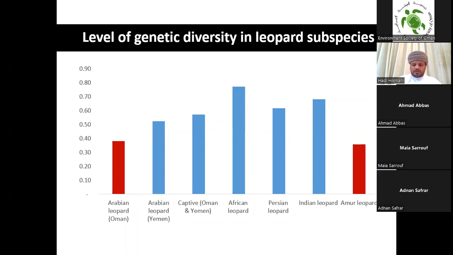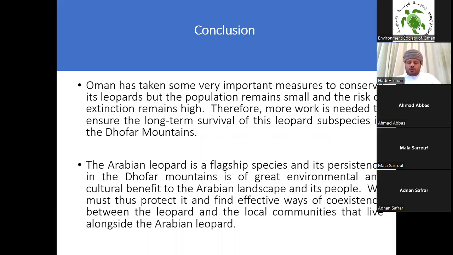So I didn't want to talk too long, but I want to conclude here and say Oman has taken very important measures to conserve its leopard. But as you see, the population remains very small and the risk of extinction remains high. Therefore, more work is needed to ensure the long-term survival of the leopard subspecies in the Dhofar Mountains.